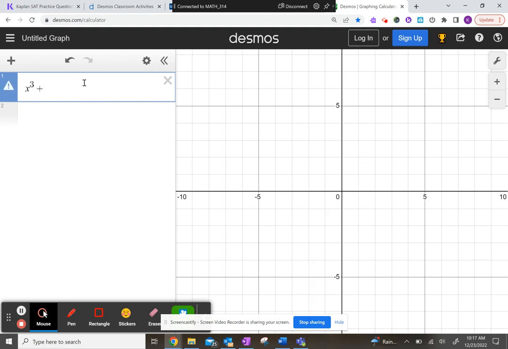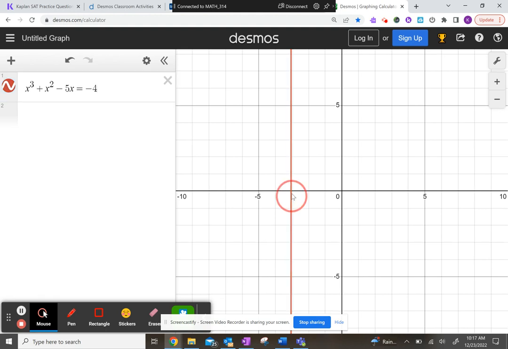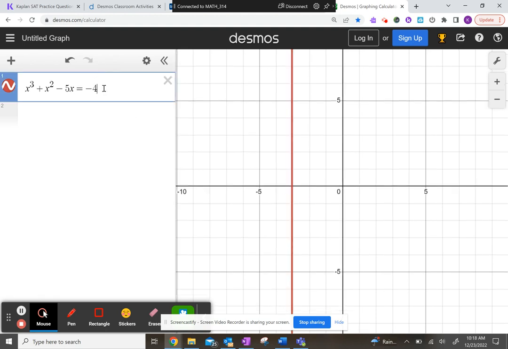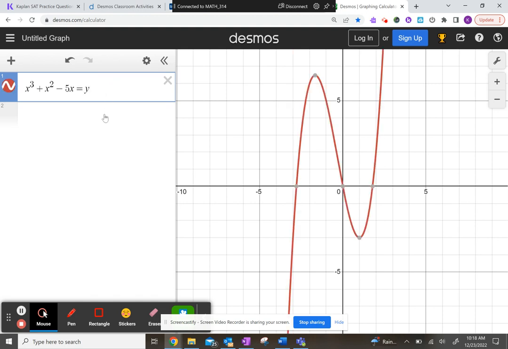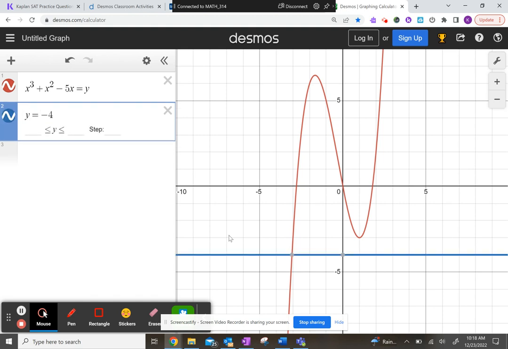It was y cubed plus y squared minus 5y. So it says equals negative 4. Okay. Thank you. Equals negative 4, right? Yep. All right, so let's see if it'll actually work. I'm just gonna let that be my first equation, and then my second equation be y equals negative 4. And I think negative 3.061 was the answer that we got.